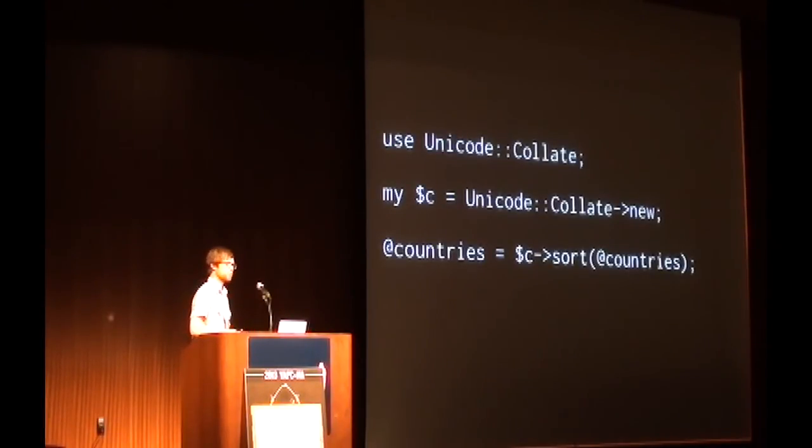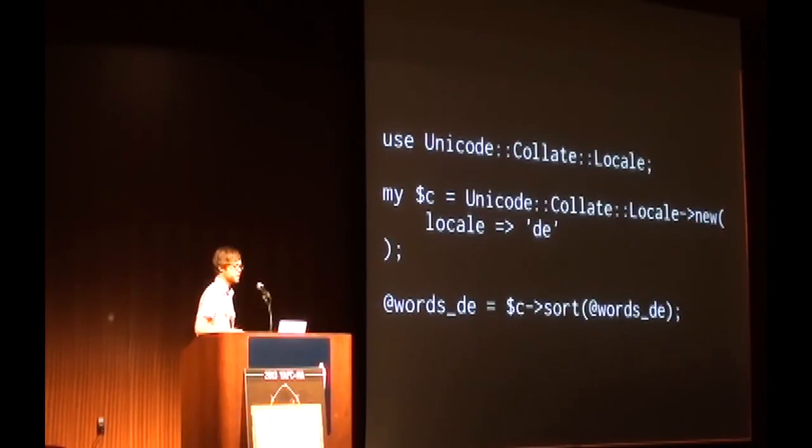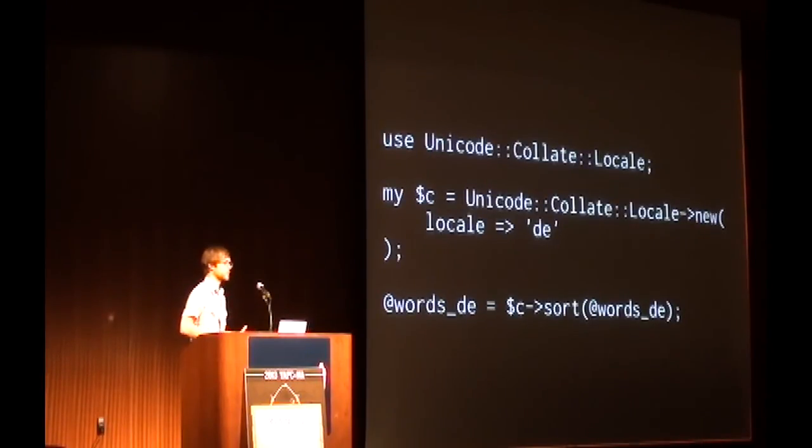It doesn't use the rules of sorting from each language, because different languages have different rules of sorting. If you want to do that, use Unicode::Collate::Locale. Say all of your data is German because you have, say, a German user and it's all German content. Well, then use Unicode::Collate::Locale, specify your locale as German, and it will sort using German collation rules.